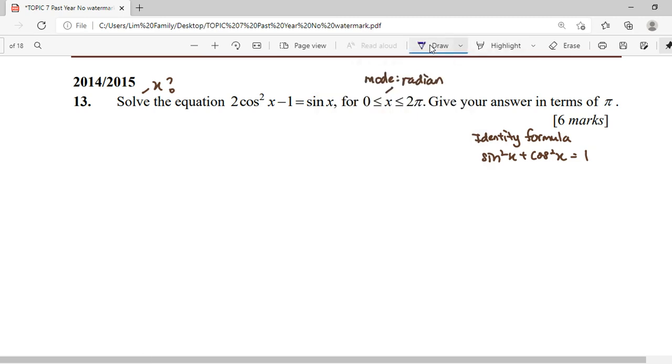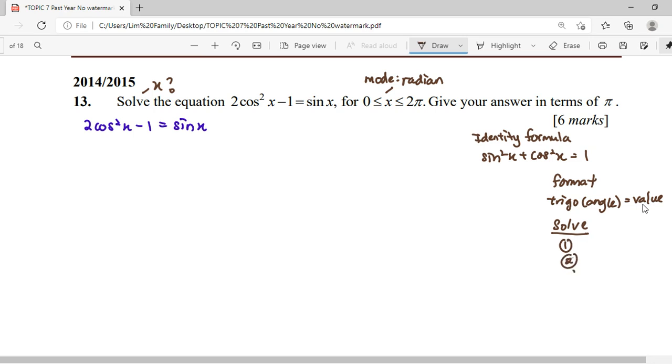Okay, so first we get our equation. Start from our equation: 2 cos square x minus 1 equals to sine x. So how do we simplify until we get the format that we can solve? Means we can factorize and then try to get to the format that's ready for solving, which is trigo in the bracket, angle and then equals to our value. So we try to factorize until this stage. Then only we can solve it using our 4 steps there.